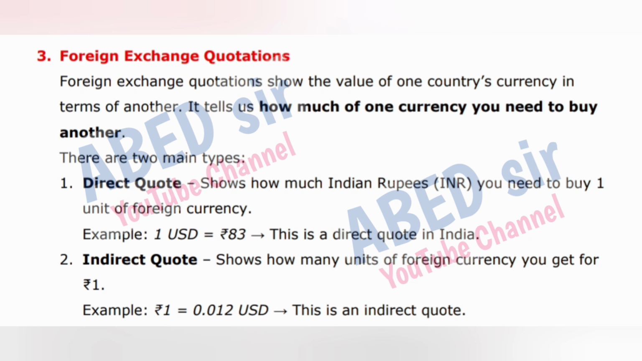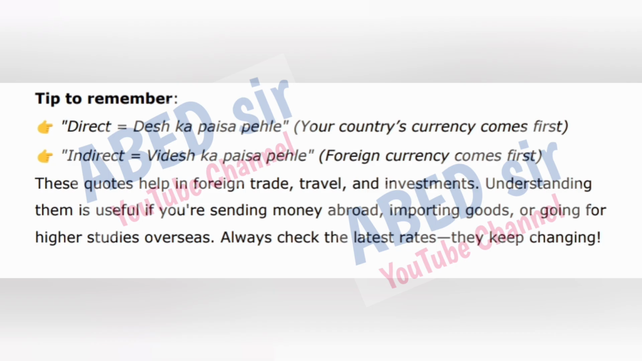2. Indirect quote shows how many units of foreign currency you get for 1 rupee. Example, 1 rupee is equal to 0.01 USD. This is an indirect quote. Tip to remember. Direct is equal to desh ka paisa pehle, your country's currency comes first. Indirect is equal to videsh ka paisa pehle, foreign currency comes first.